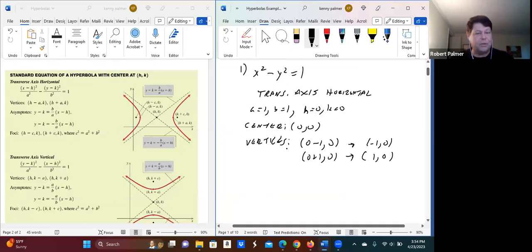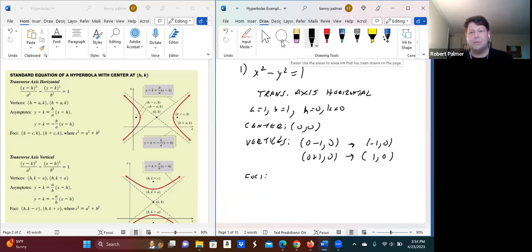Then we also have foci, like with an ellipse. And here, see, it says h minus c. Now here we need to find c. So I should do that next. Let's back up and let's find c. c squared is equal to a squared plus b squared. And that's equal to, both a squared and b squared are 1, so 1 squared plus 1 squared is equal to 2.